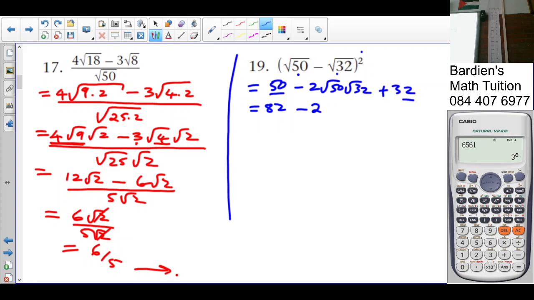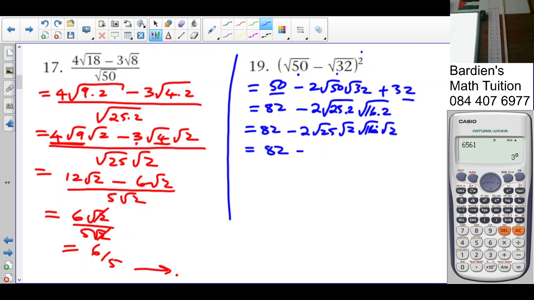So root 50 can be written as root 25 times 2. Root 32 is going to be root 16 times 2. So it's 82 minus 2 root 25 root 2 root 16 root 2. So it's 82 minus 2 times 5. Now root 2 times root 2 is 2. Root 16 is going to give you 4. So it's 82 minus 10 times 4 times 2, that's 80, which is 2.